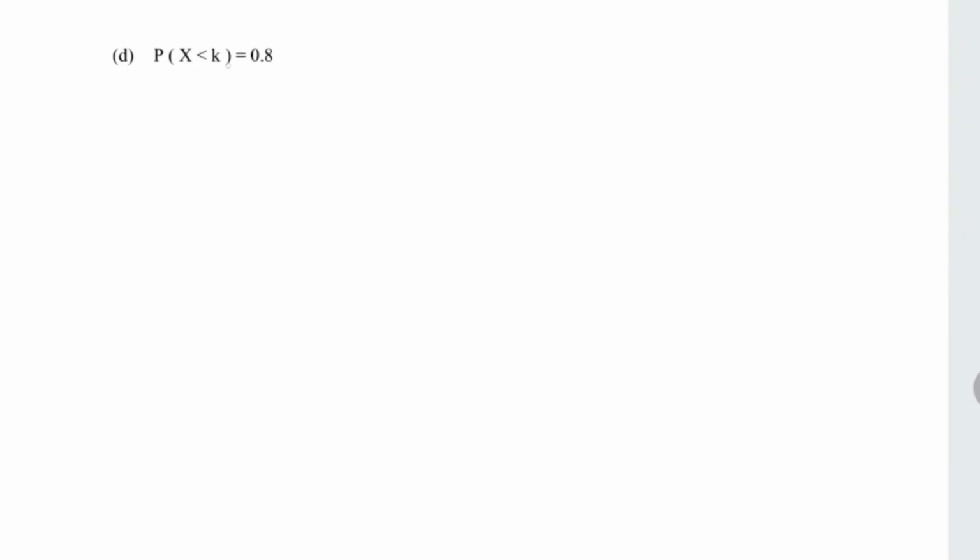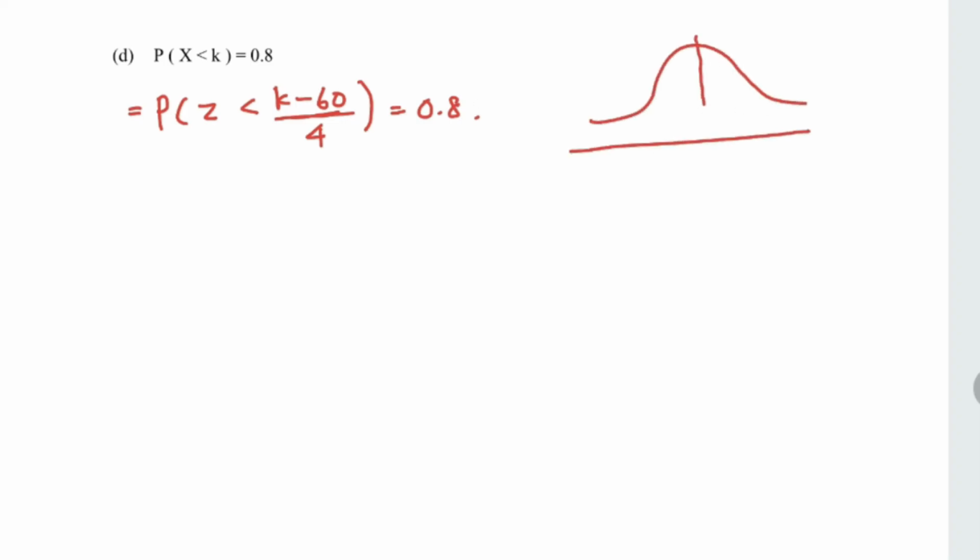Okay, now we do number 2D. P(X less than k) equals 0.8. So first we need to standardize: P(Z less than (k minus 60) over 4) equals 0.8. Now we need to estimate in the bell shape where the value of (k minus 60) over 4 is, where when we shade the area less than that number, it will give you 0.8. So (k minus 60) over 4 is around here.